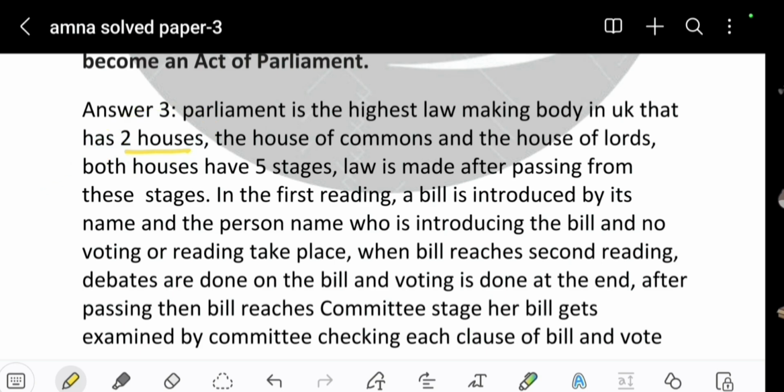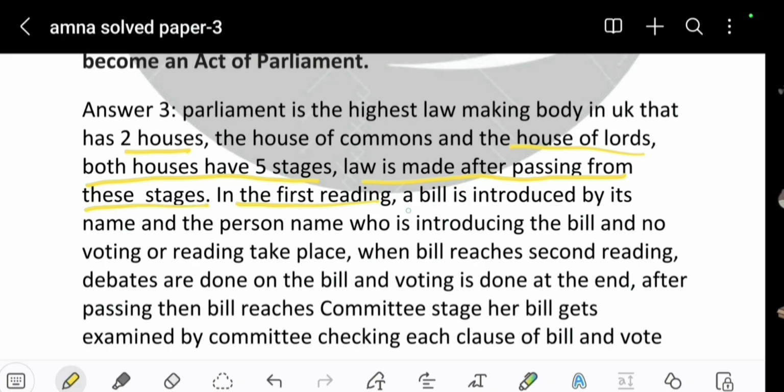Instead you have to mention the names of both of these houses in your answer. After saying that there are 2 houses, now you have to say what the names of those houses are. So you have to include the names, that is the House of Commons and the House of Lords. Both of these houses are the houses of parliament. Both houses have 5 stages. Law is made after passing through these stages.